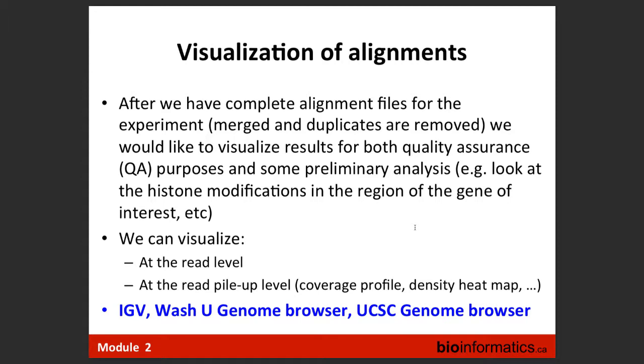We can visualize at read level, or at read pileup level, when we lose read identity and only look at the coverage. At every base, we know how many reads are covering this base, right? So we are losing individual reads. When we look at the read level, we can study, for example, SNPs or insertions and deletions and all little details. At the pileup level we lose this, but we see a little bit better global picture.